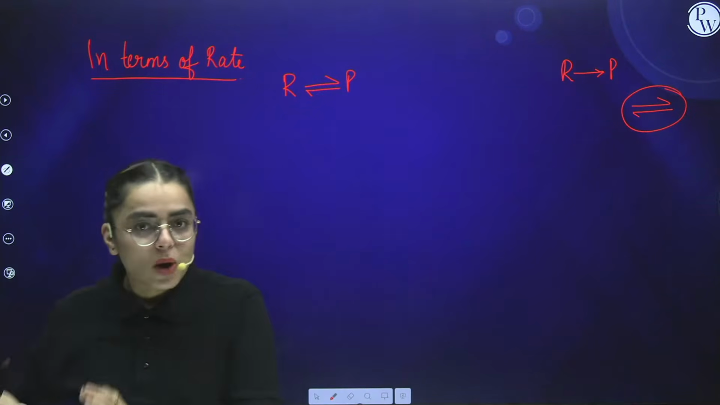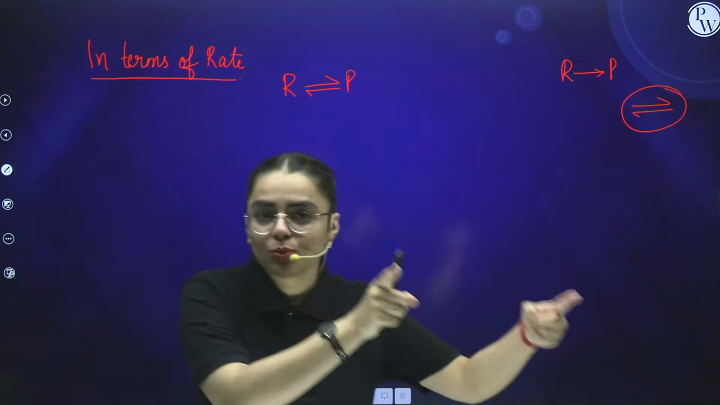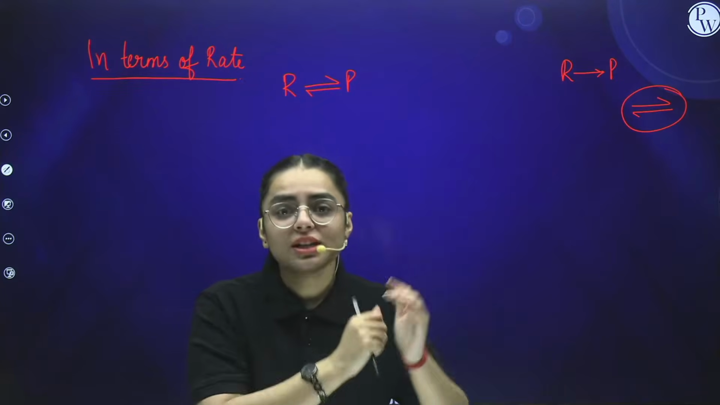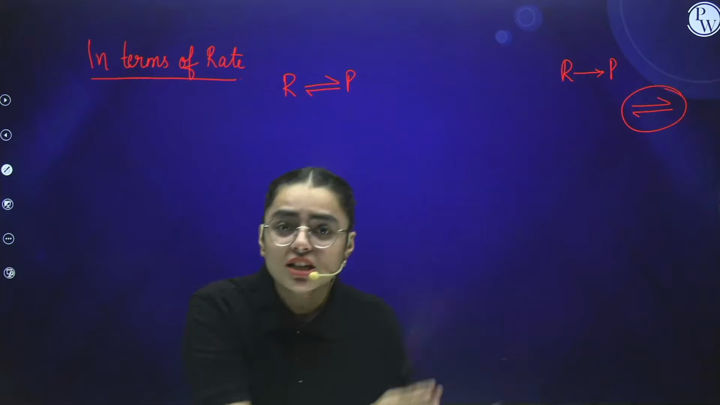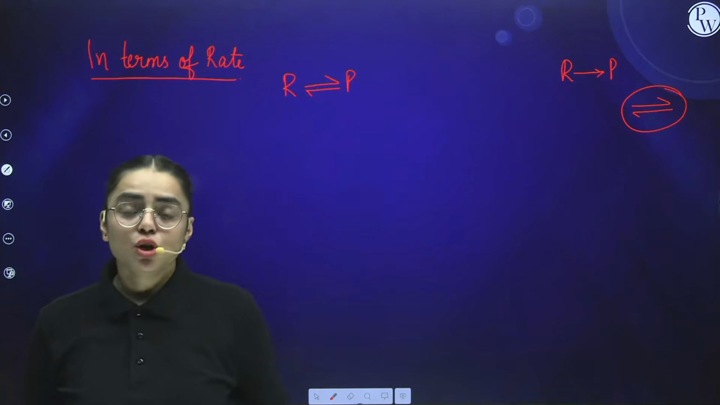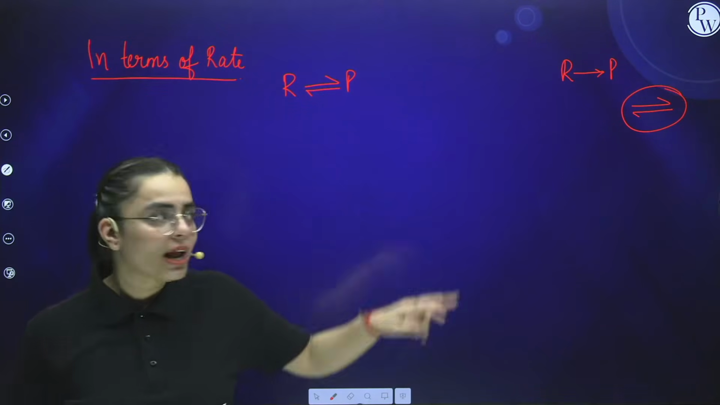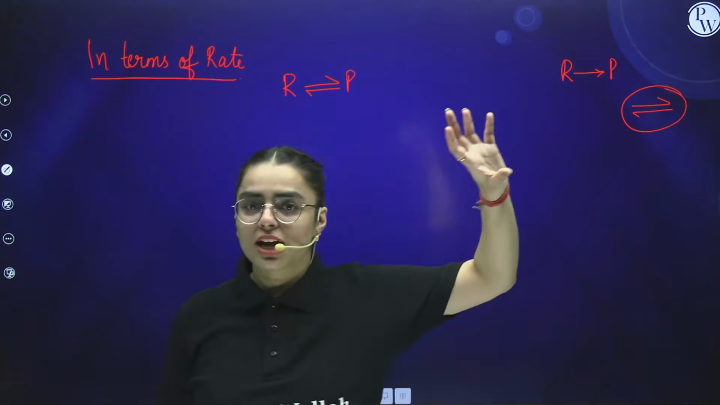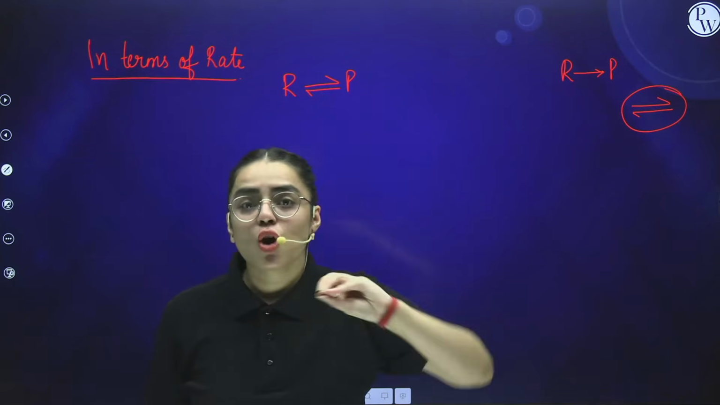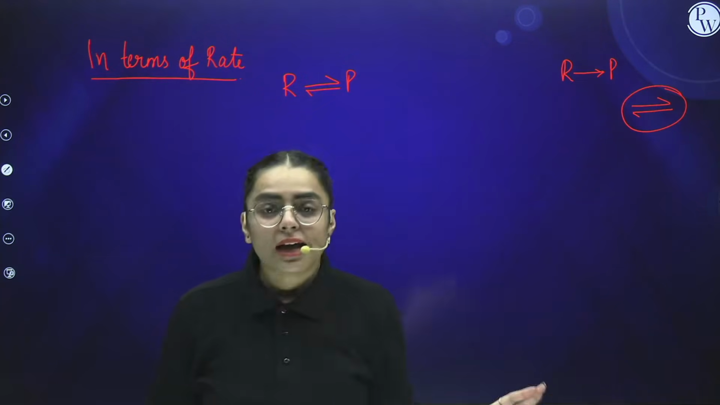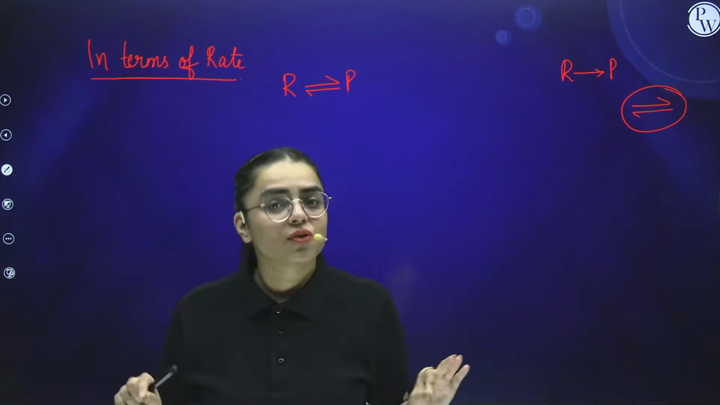Forward reaction is the one in which reactants are being converted into product, and backward reaction is the one in which product is converted back into the reactant. So two reactions are occurring over here, while if we see a normal reaction, where equilibrium is not attained, where there is no backward reaction, only the forward reaction is occurring.